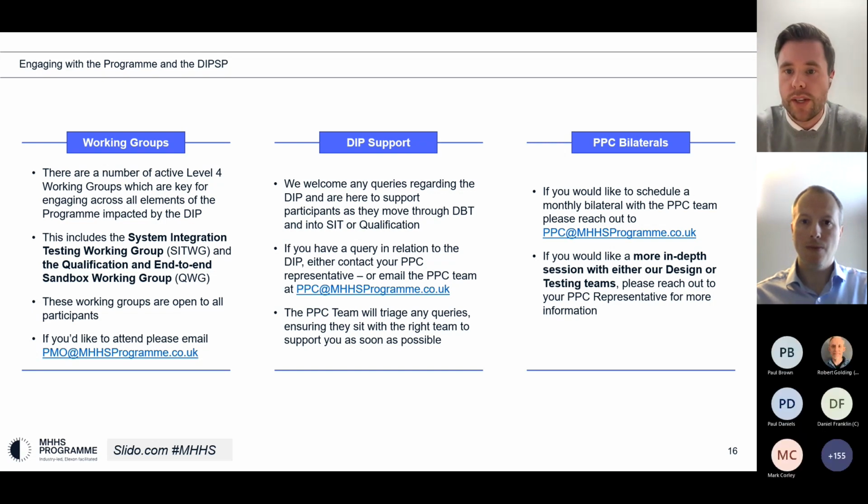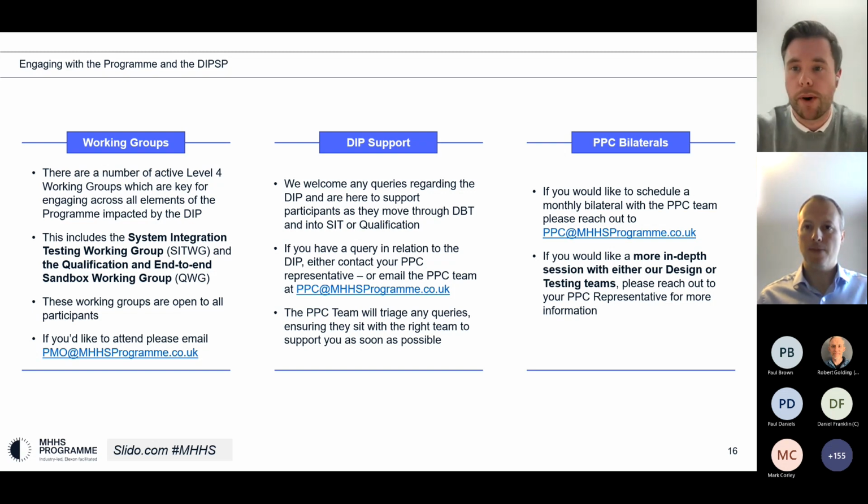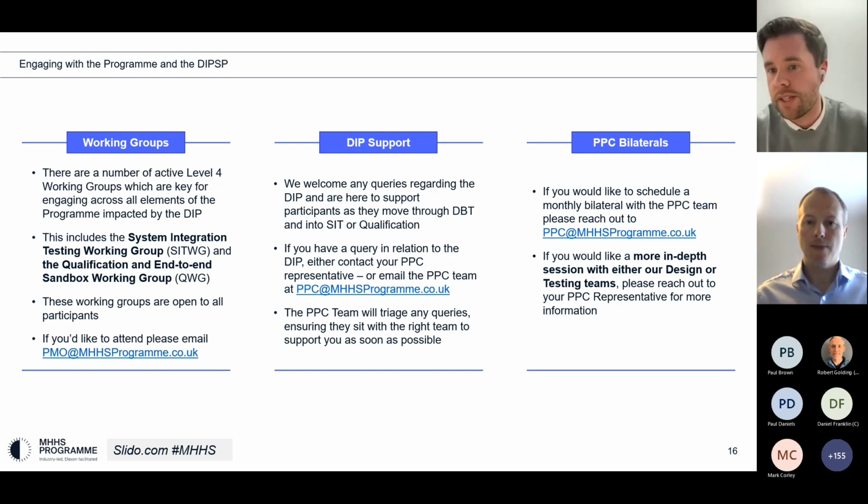As Richard touched on, in terms of DIP support, we welcome any queries regarding the DIP, and the program is here to support all participants as you move through your design, build and test and into SIT or qualification. The PPC team will triage any queries. So if you have a query in relation to the DIP, please either send it to your PPC representative or email the PPC team mailbox at ppc@mhhsprogram.co.uk.